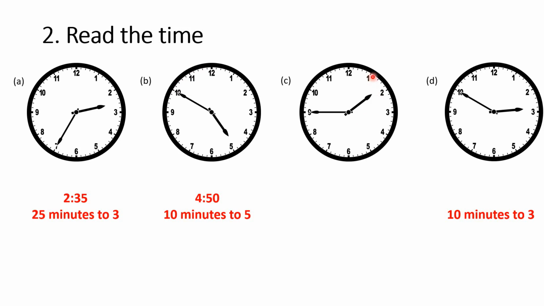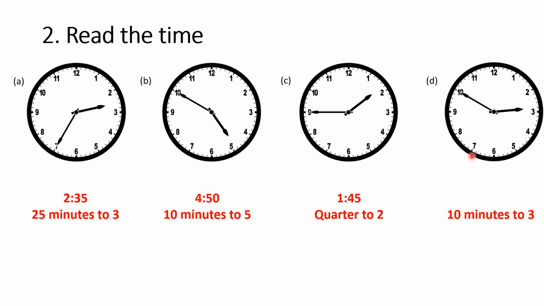Next is, the hour hand is between 1 and 2, it is almost reaching 2, and the minute hand is at 9. So the first thing that we see is, it is 1:45, that means it has already passed 1, and it has passed 45 minutes, this part. Or you can also call it quarter to 2. Why? Because there is a quarter of an hour remaining for 2 o'clock. So 1:45 or quarter to 2.